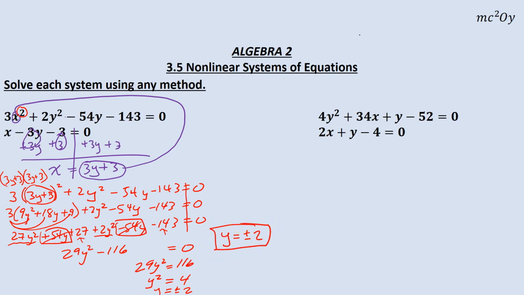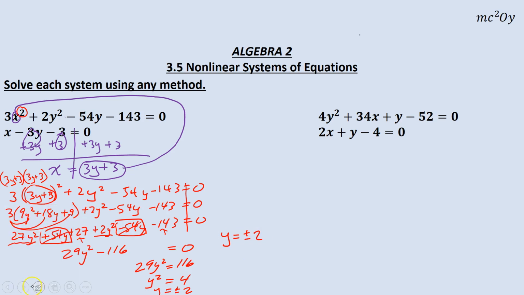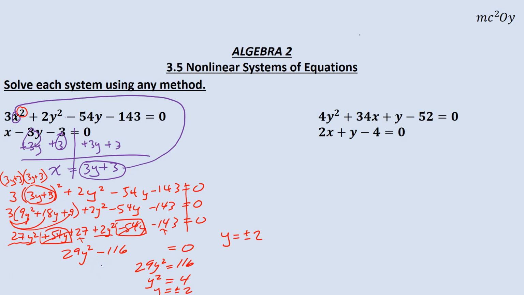Well, that would be great, except it doesn't tell us what x is. So really, I just circled it saying I'm done, but I'm not done. We've got to now substitute both of those values in for y and solve for x. And I'm going to use the bottom equation for that.